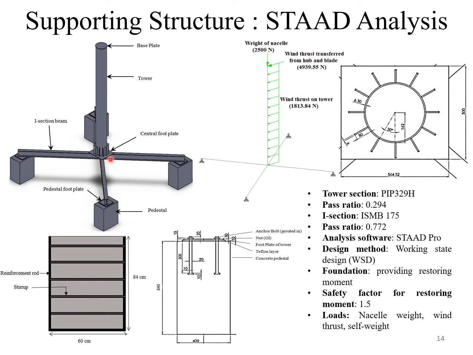The tower and the I-section beams are designed using the software STAAD Pro. The optimum I-section as designed is obtained as ISMB 175 with a pass ratio of 0.772. In the design of the monopole, the main constraint is enough space for the slew drive and base plate.